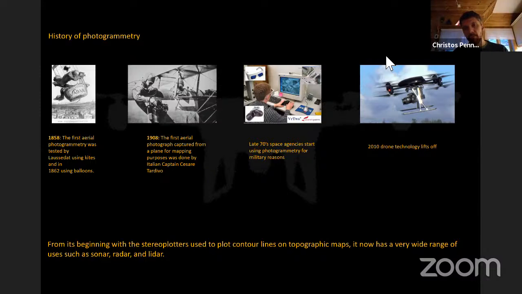Another milestone, the last milestone until now, was at the end of the first decade of the 21st century, when drone technology lifted off, and we have all these drones flying around that are capable of carrying cameras, etc. Before that, drones were only used by the military because they were so expensive and so big, and it was almost impossible for an agency or scientists to use drones for photogrammetry.